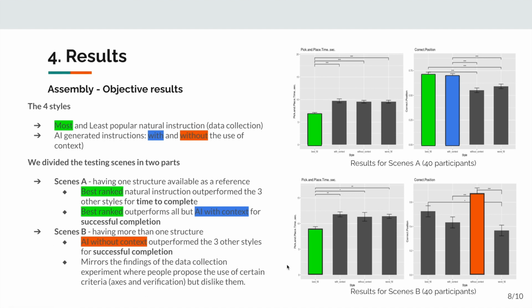Now, as for the second part, where the scenes had more than one structure as a reference, we had similar results in time to complete. However, the generated instructions without the use of hierarchical context outperformed all the rest when it came to successful completion. Now, this mirrors the findings of the data collection experiment, where people proposed the use of certain criteria like axes or adding a verification step, but disliked them when they were asked to choose the best type of description.